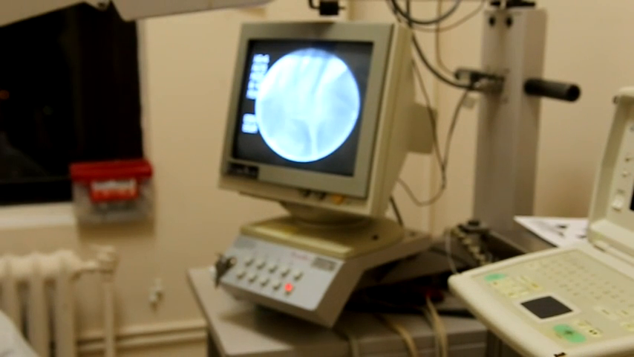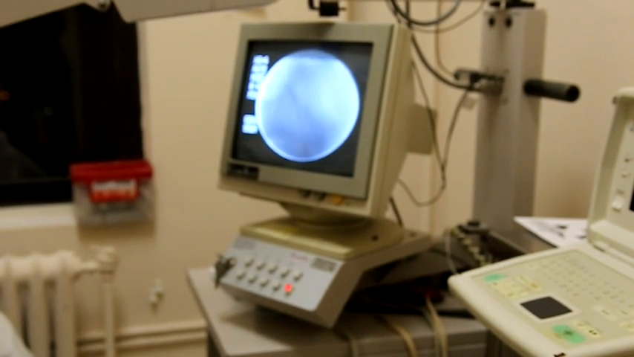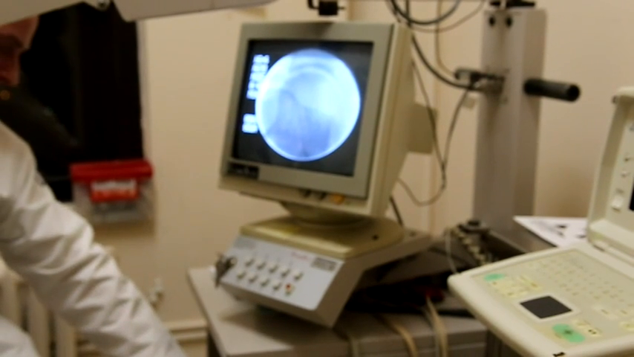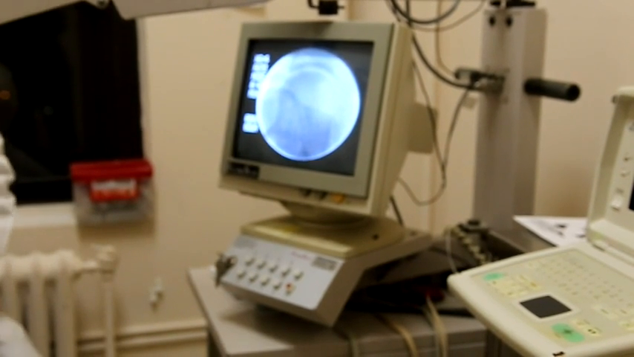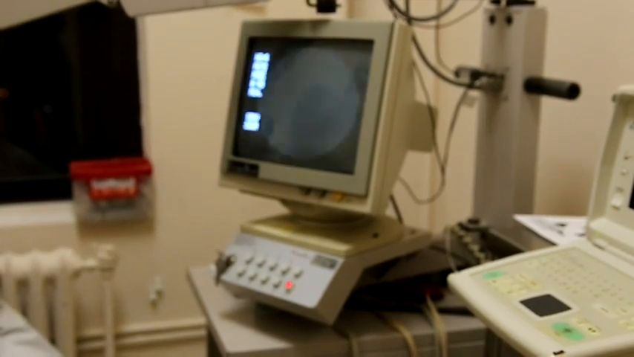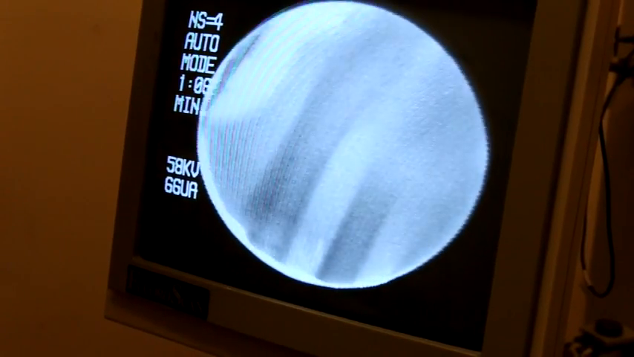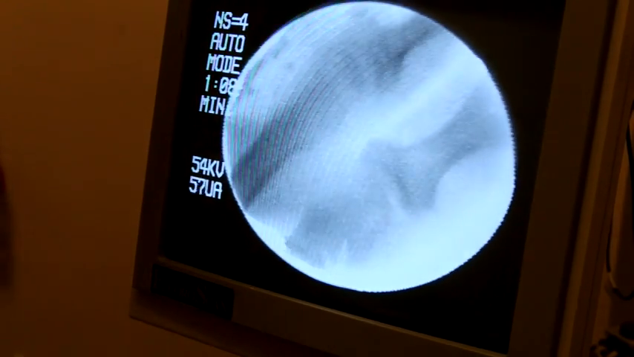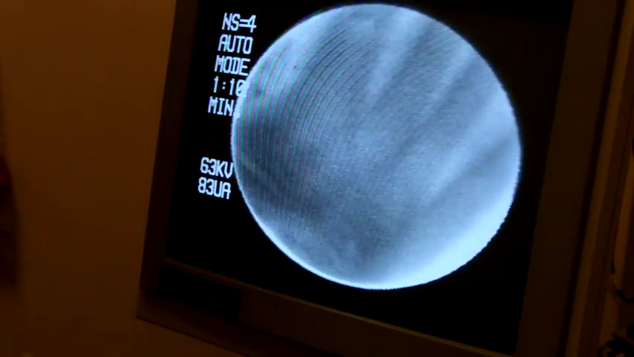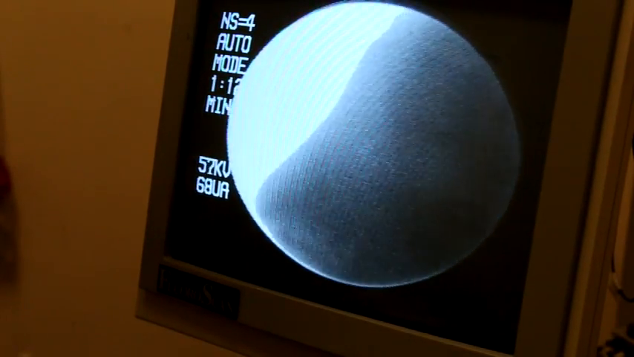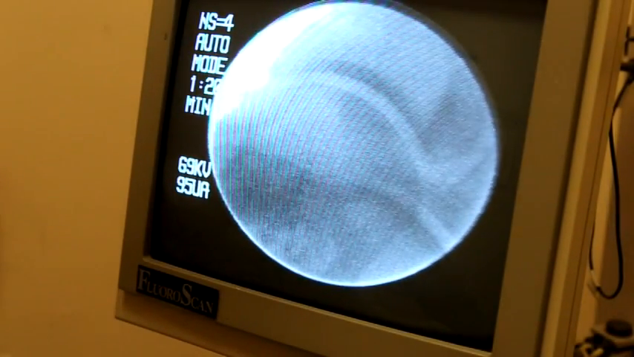And here we can take a picture and save it. We'll go back into the ankle joint here. And go to the next foot. Big toe joint. Scan across the ball of the foot. Midfoot. And again into the ankle joint.